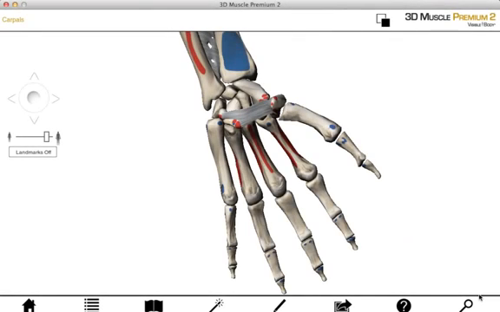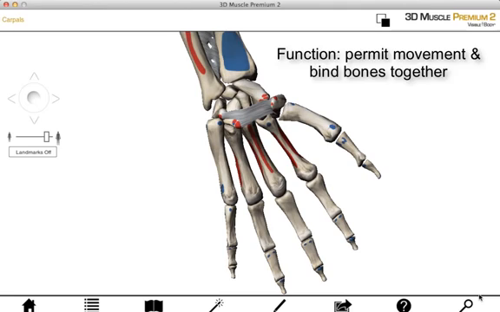In this tutorial, I'll be discussing the basic anatomy of joints. Joints are a union between two or more bones, and we find them throughout our entire body. They permit movement, and they also help to bind our bones together.